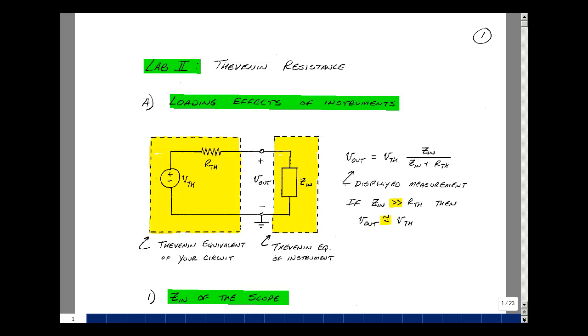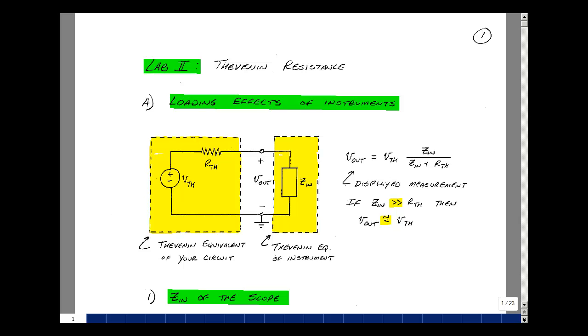This lesson deals with lab number 2, which is Thevenin resistance. Suppose I want to measure the voltage across 2 points in my circuit. So I can think of our circuit as having some Thevenin equivalent with a Thevenin voltage and a Thevenin resistance. And then when I hook up my instrument, it also has a Thevenin equivalent circuit, although we're going to represent it basically just as an impedance.